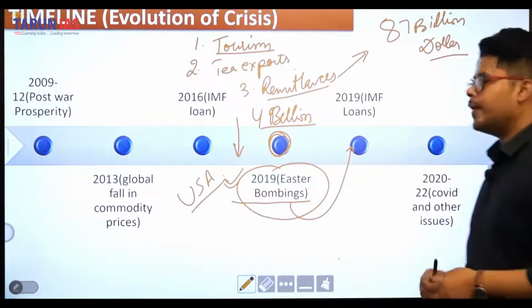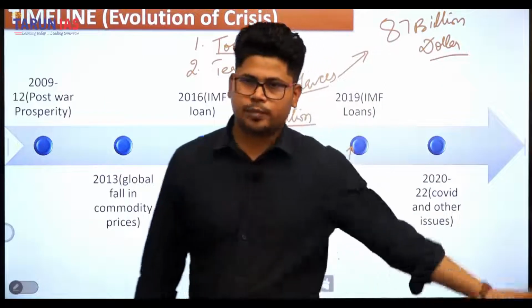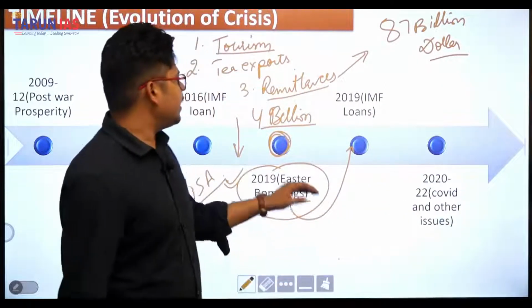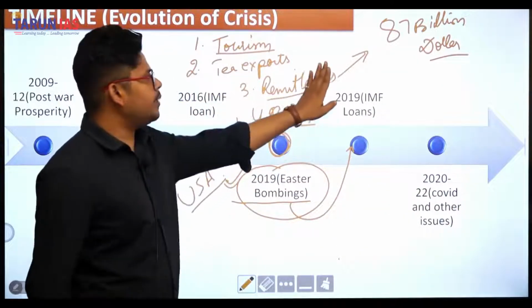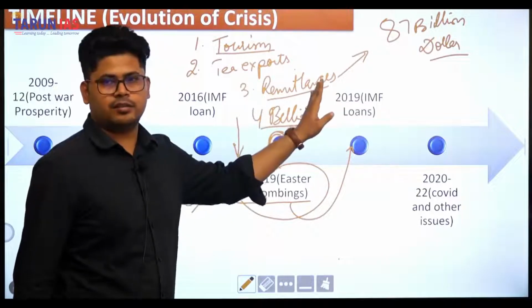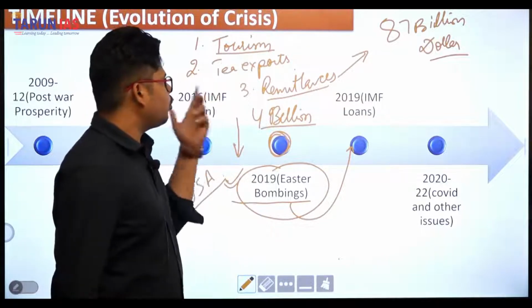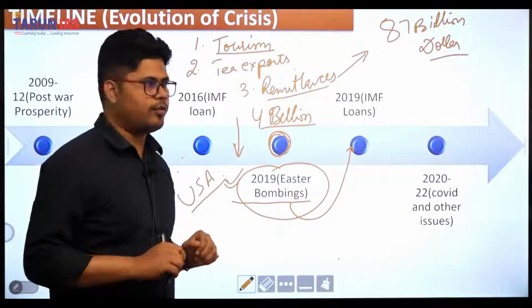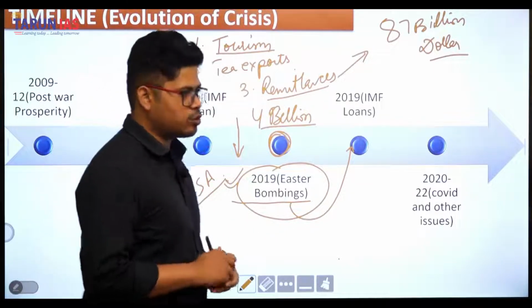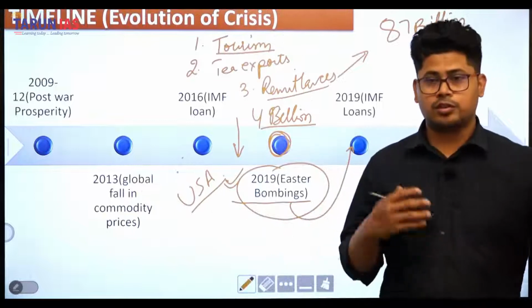And in the end, in 2020, the two-year period of COVID wiped away the remittances. Remittances are at a very low point, and of course tourism was almost wiped away, and tea exports have also fallen because of the logistical issues.